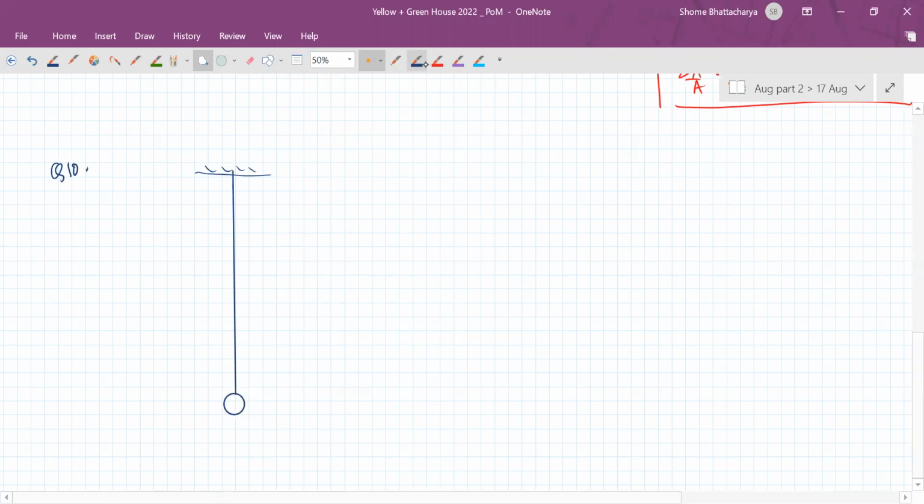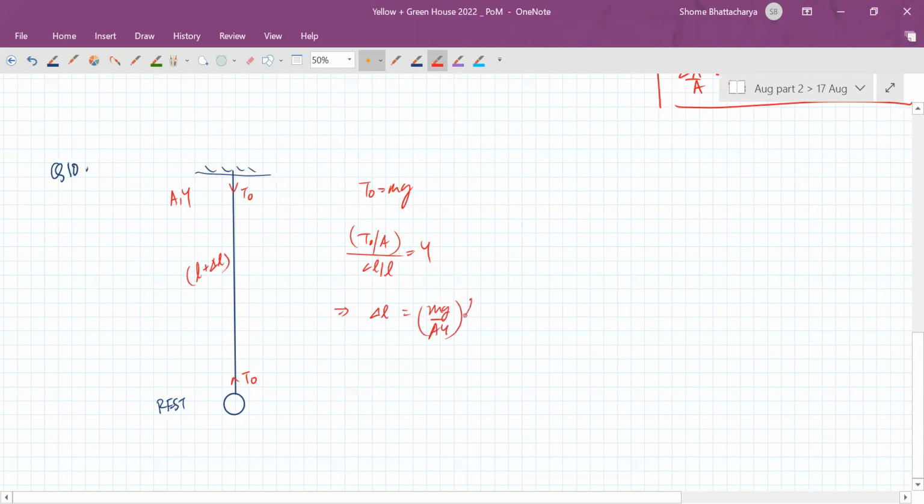So if this is at rest over here, then the tension in this situation, let's say T naught, is equal to mg. If its length has stretched to L plus delta L, its area of cross section is A, Young's modulus is Y, then T naught divided by A, that is stress upon strain, is equal to Young's modulus. So delta L is mg upon AY into the natural length.